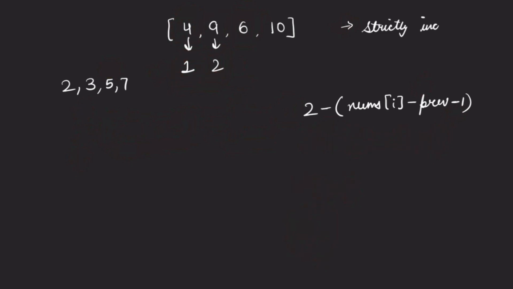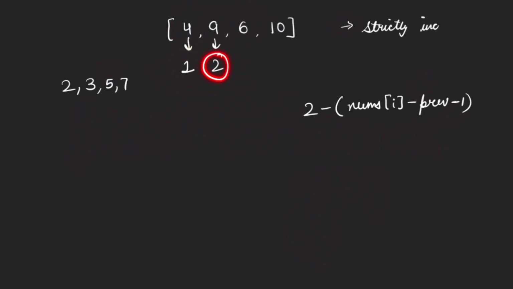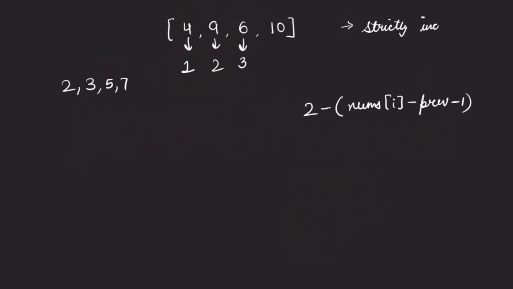Right? Then if we check for 9, it will be 2 to 9 minus what is previous, 1. So 1 minus 1. So it will be 2 to 7. Right? So 7 is the largest. So 9 minus 7 will be 2. Now if we check for this 6, then the range will be 2 to 6 minus what is the previous element, that is 2, 2 minus 1. So it will be 2 to 3. Again, what is the largest prime number, that is 3. So it will be 6 minus 3, that is 3.